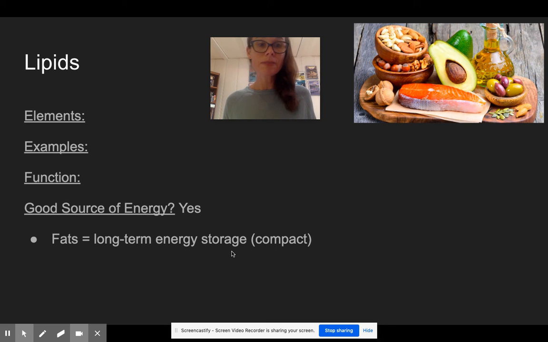Okay, so lipids, are they a good source of energy? Yes, they are. Again, they're long-term energy storage. They can hold more energy than a carbohydrate can per gram. So it's more compact energy, essentially.